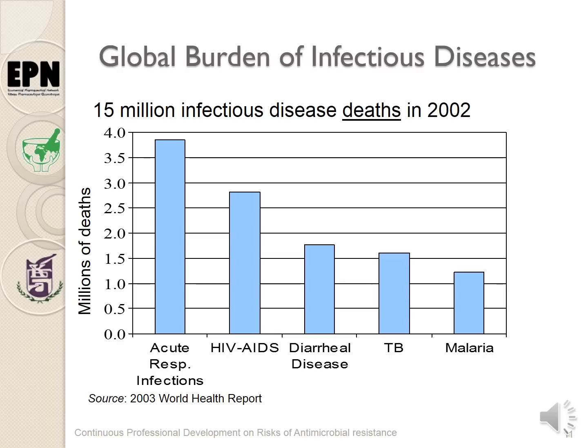Looking at the global burden of infectious diseases, 15 million infectious disease deaths occurred in 2002, according to the WHO report for 2003. All the top five diseases that caused death were infectious diseases, and most of these can be treated with antimicrobials. In regard to antimicrobial resistance, if this trend increases, then the number of deaths due to infectious diseases is likely to rise.